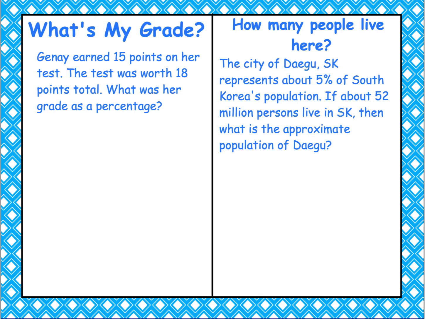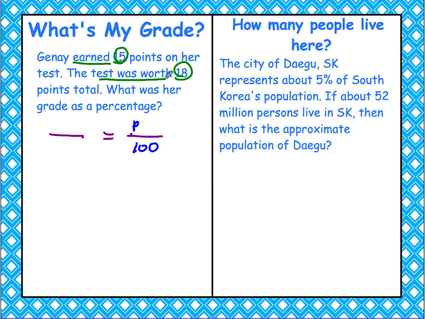Okay, so you get a test back, quiz, something like that, and you want to know what your grade is because your teacher only told you that it's a certain number out of so many points. So remember that in our percent proportion, 100 always goes in the bottom right because that's 100%. I don't know what my percentage is, so I'm going to put P because I don't know it. And then I know that Janae earned 15 points on her test. The test was worth 18 points.